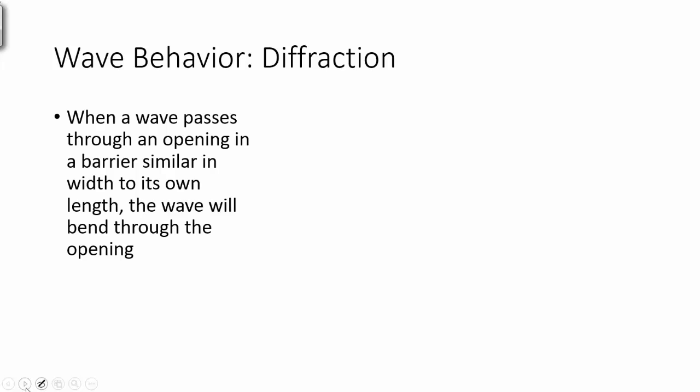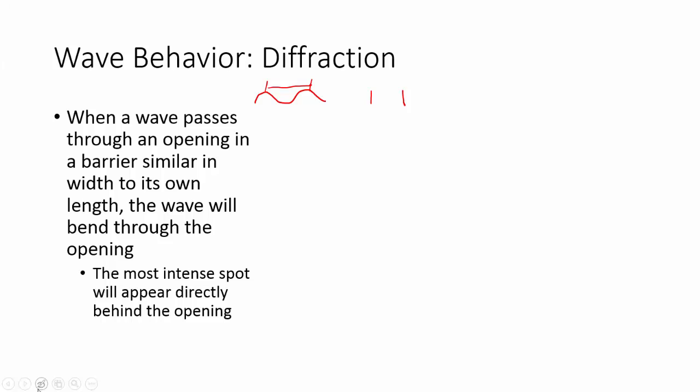Now, diffraction is an interference that occurs when a wave passes through an opening or a slit in a barrier that's similar to its own length. Remember, a wave has a length. That's the distance from one crest to the next, or one identical point on one wave to an identical point on an adjacent wave. And so we're going to let a wave go through an opening that's similar in width to this wavelength. And when we see that, we'll see that the wave actually bends through that opening. And the most intense spot will appear directly behind that opening.